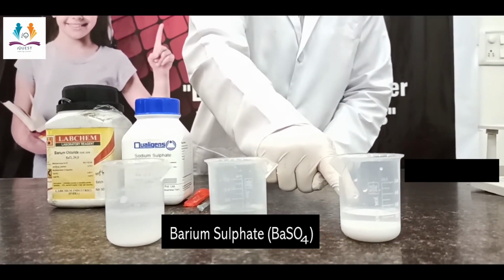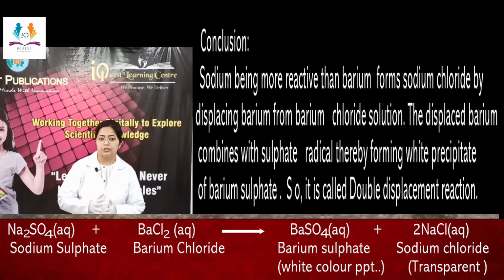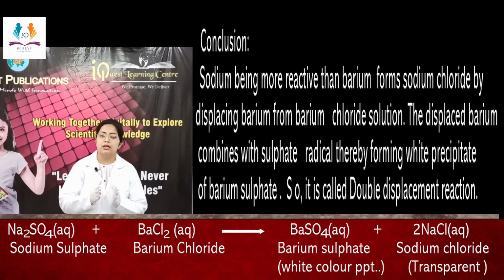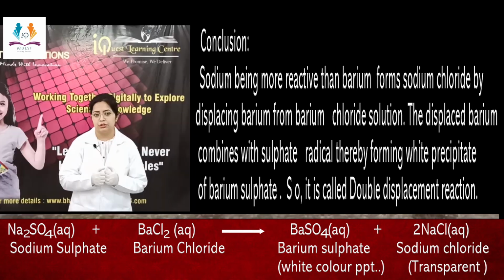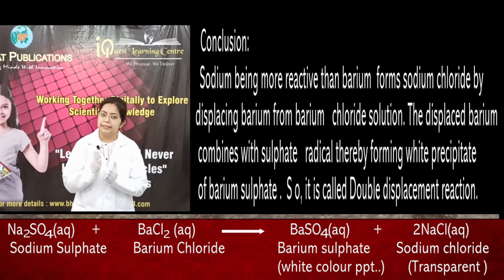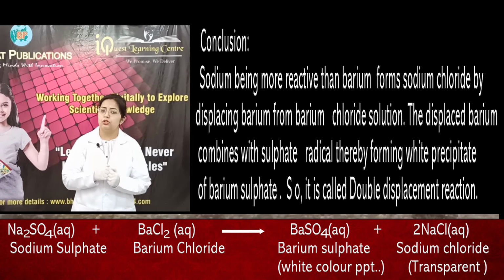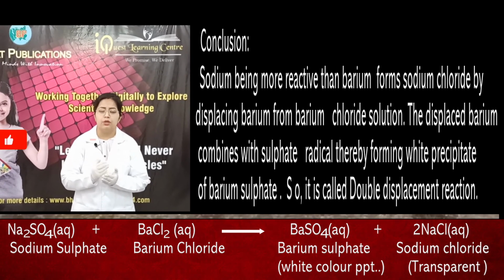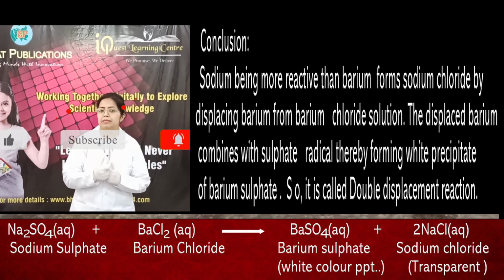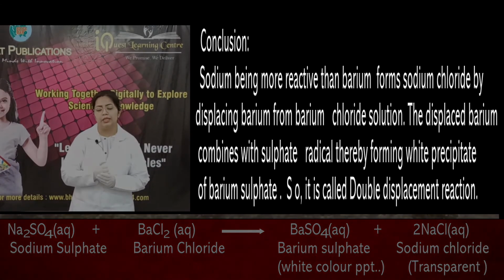Now what we have concluded from this activity is that the reaction between sodium sulfate and barium chloride is a double displacement reaction. Why? Because in this reaction the radicals are interchanged. So it is a double displacement reaction. It is also known as a precipitation reaction. Why? Because in this reaction a white precipitate of barium sulfate is also formed. I hope this activity is clear to you and you have enjoyed it.